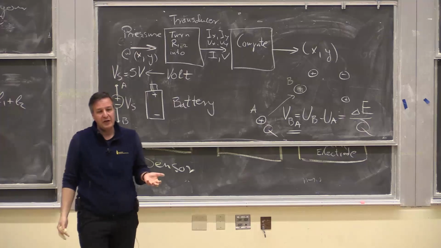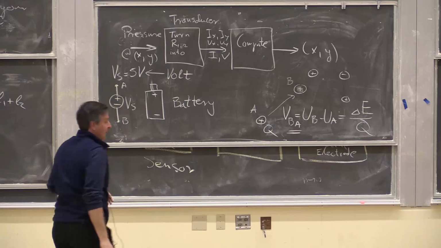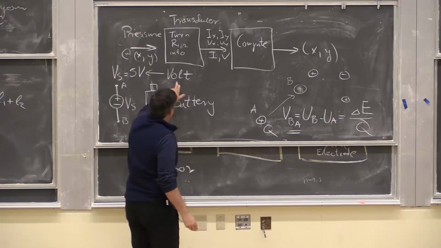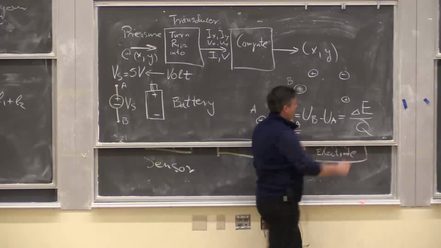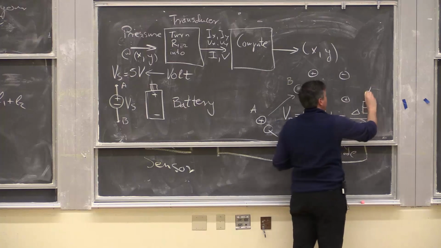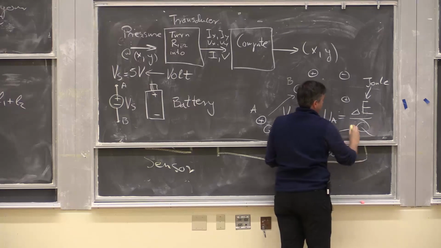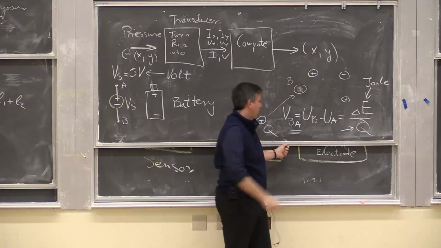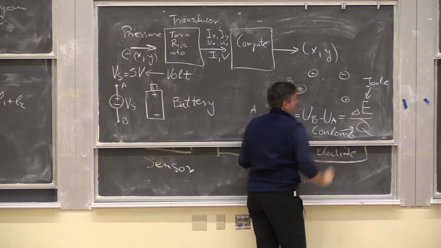Fortunately, there are not that many units that are left. If you become famous, you get one of the physical units. So we have volts for voltage and potential. What is the unit for energy? Joule. What is the unit for charge?